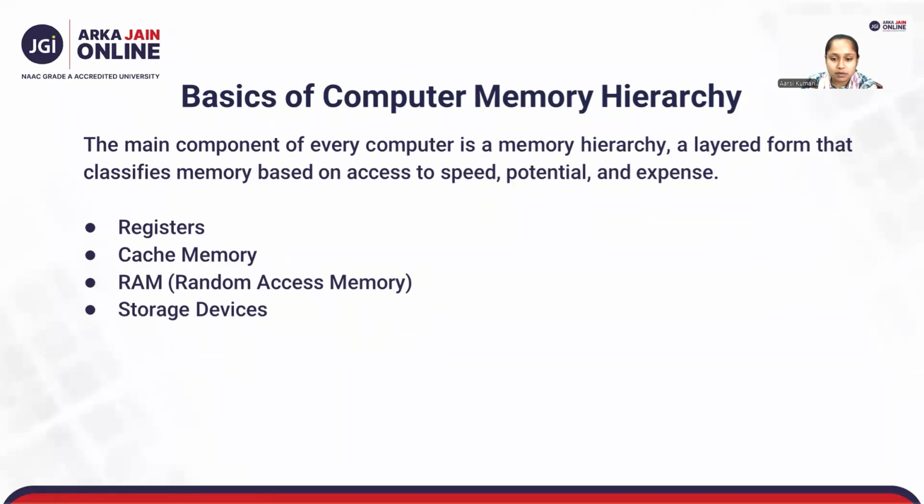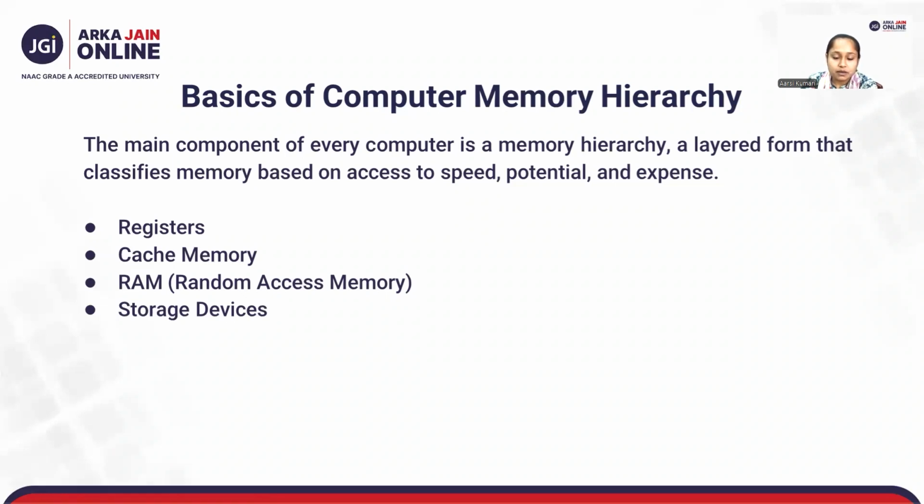RAM, random access memory. RAM is the volatile memory. It allows for rapid read-write operations. However, its content is erased when the computer is powered off. RAM is vital for multitasking, allowing rapid switching among various applications.